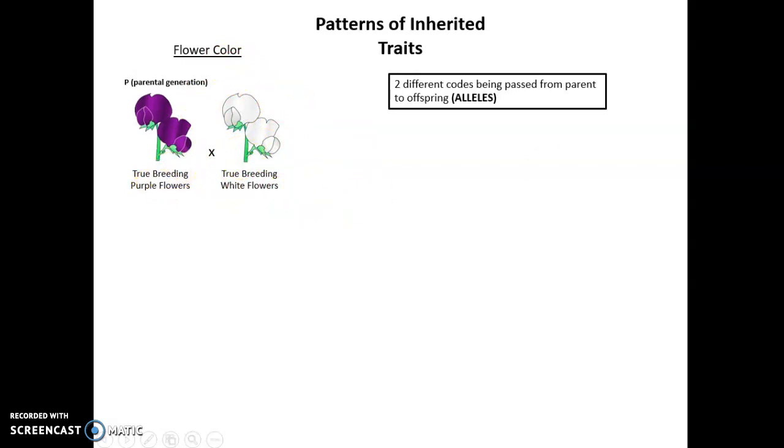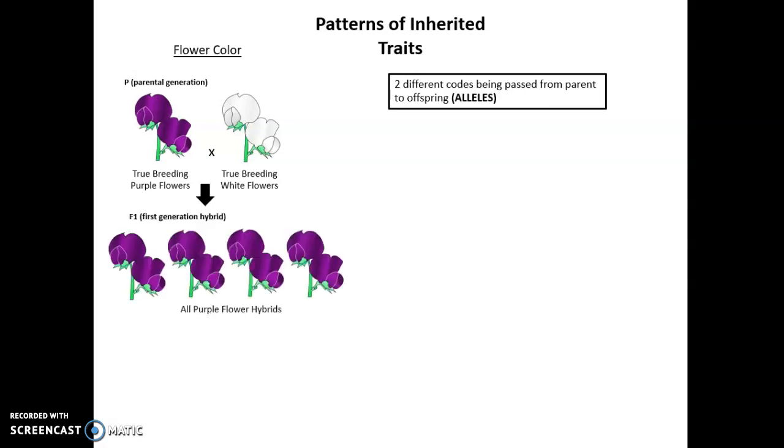And then he took one from each garden. Well, he did this many times. But each time he took one from the purple garden and one from the white garden, and he bred them together. And that is the F1 generation. It's the first generation hybrid. And even though he took purple and white and put them together, all of those flowers that resulted were purple, all of them. And we know they're hybrids because they're a mix between pure purple and pure white flowers.